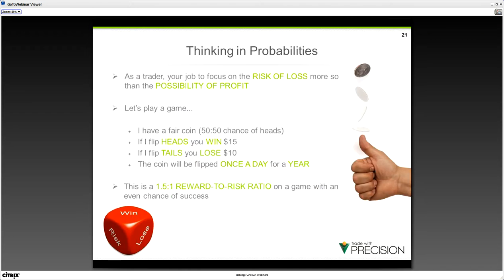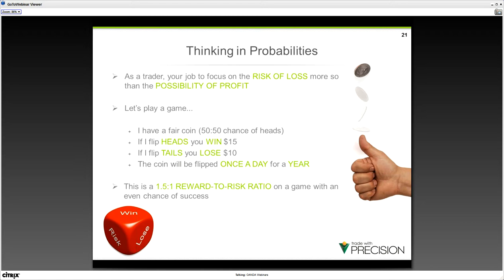So let's look at this concept of probabilities a little further. As traders, our job is to manage our risk of loss, not necessarily our profits. And that may sound a little bit counterintuitive to some of you, but the idea here is if we take care of our trading capital, then our profits will essentially take care of themselves.